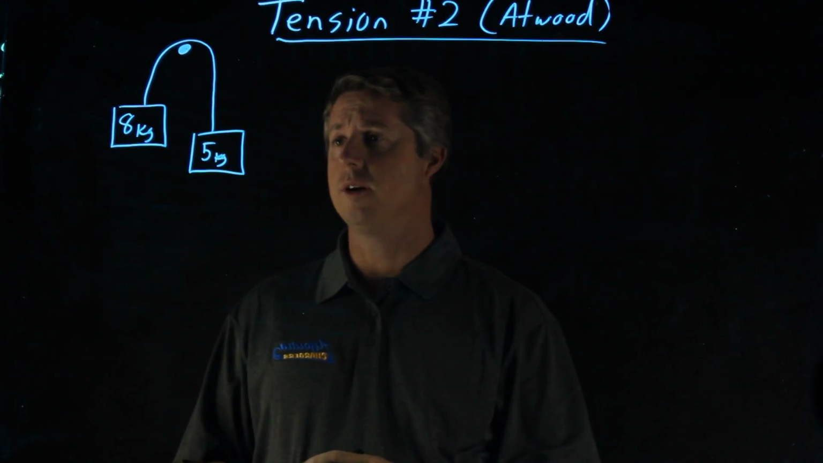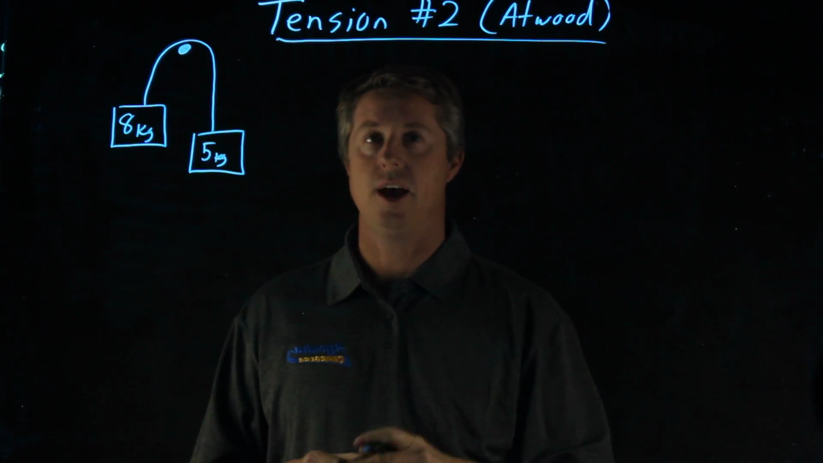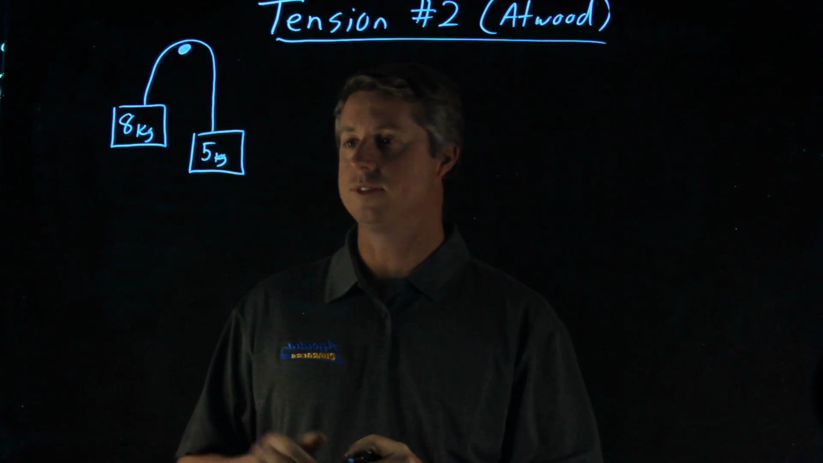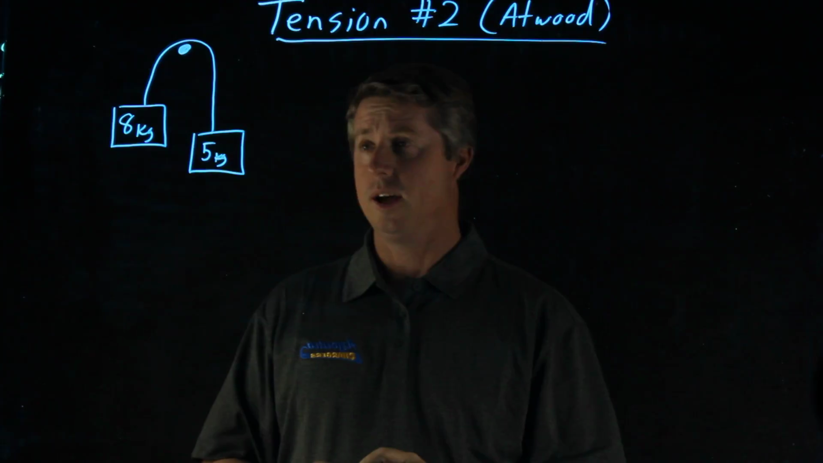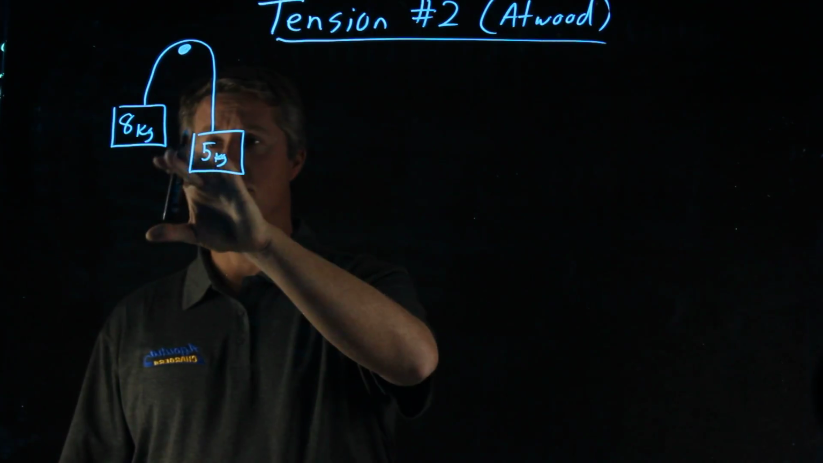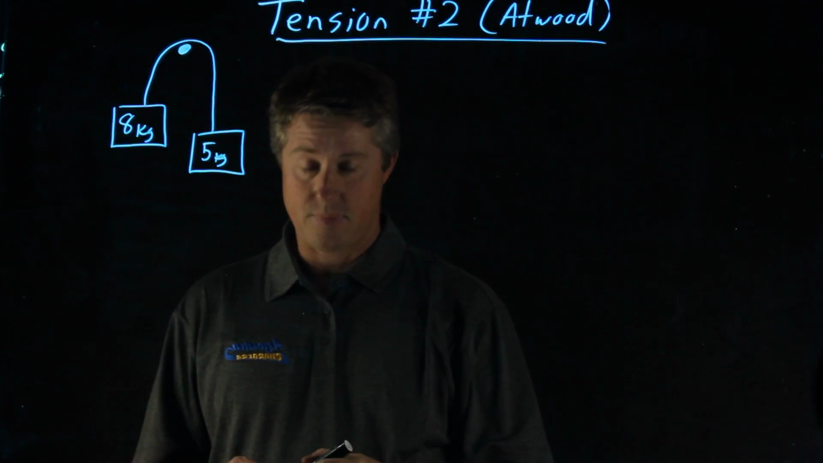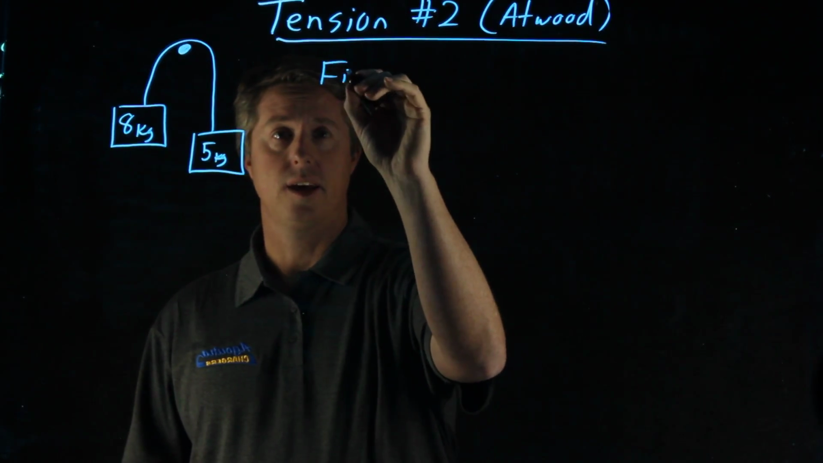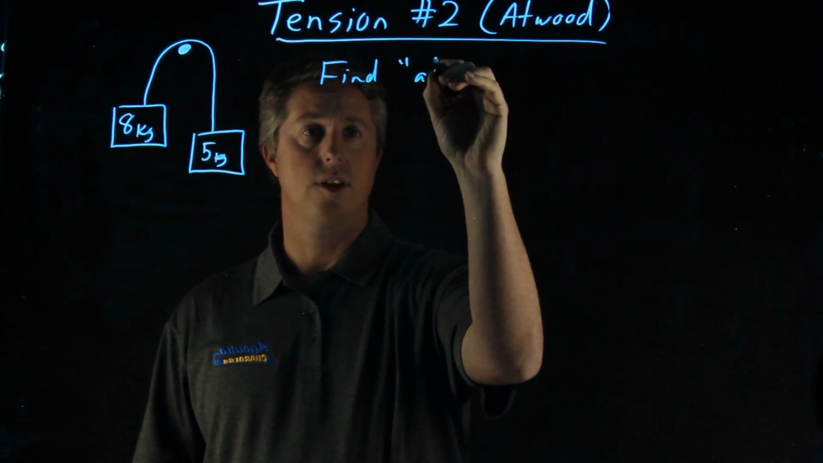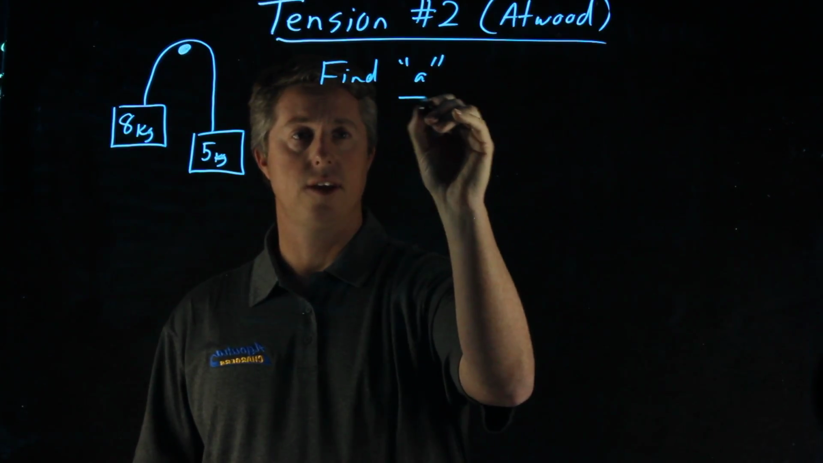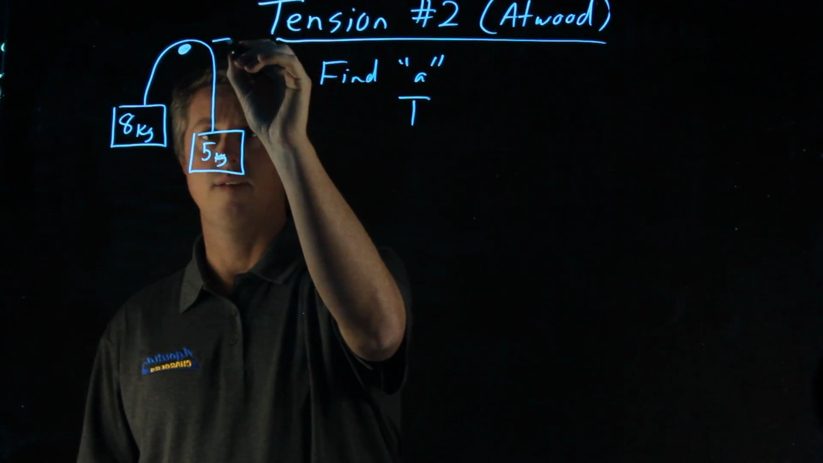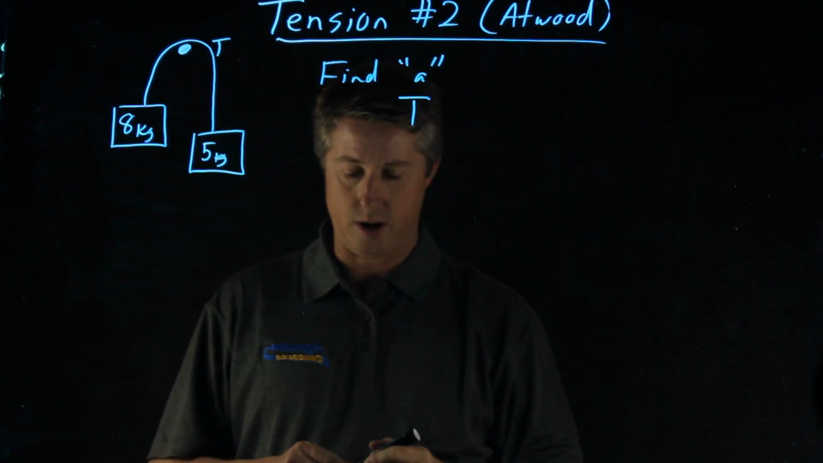We're looking at another problem. This one's actually called an Atwood device, after the professor who worked on it. Essentially what we have is a pulley system with two masses that are connected by a string. And we would like to find, like our other tension problems, acceleration. And let's find the tension that is in the rope there.